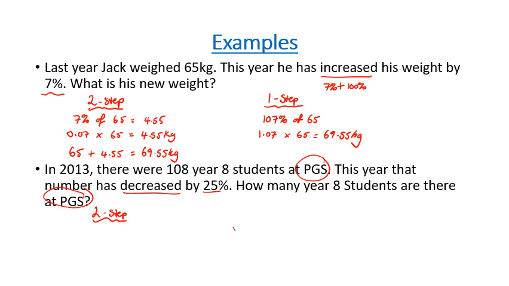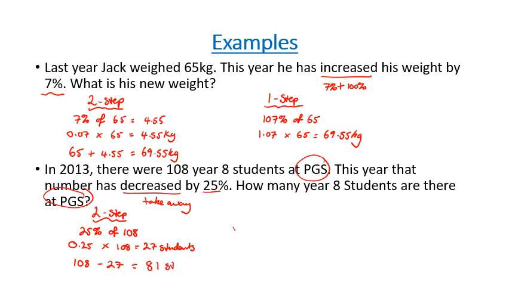First thing we want to do is find 25% of our original amount, which was 108. Now again, this becomes 0.25 multiplied by 108, and this gives us an answer of 27 students. And then we have our original amount, but we're actually going to take away our 25% because we're decreasing, so that means we're taking away. And that's going to give us an answer of 81 students.